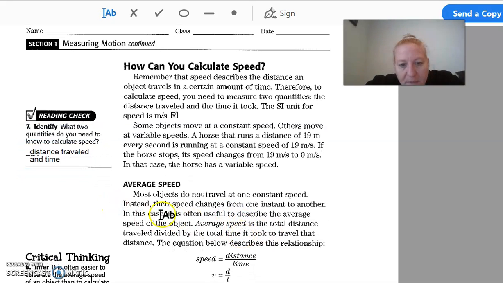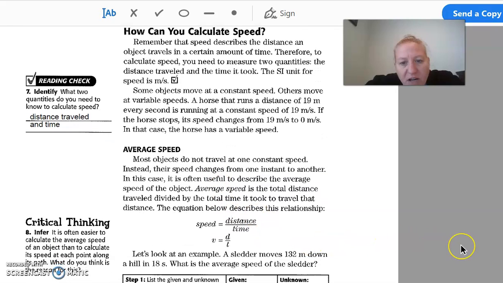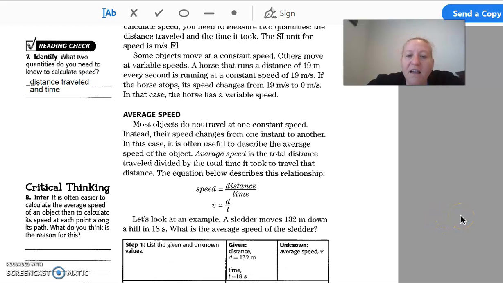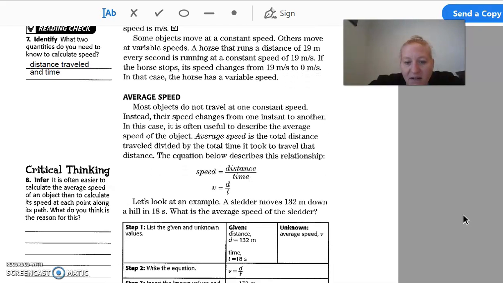Average speed. Most objects do not travel at one constant speed. Instead, their speed changes from one instant to another. In this case, it is often used to describe the average speed of the object. Average speed is the total distance traveled divided by the total time it took to travel that distance. The equation below describes the relationship. Speed equals distance divided by time. V equals distance divided by time.